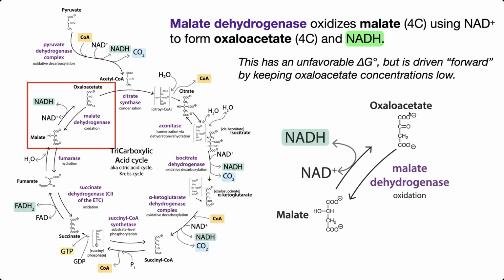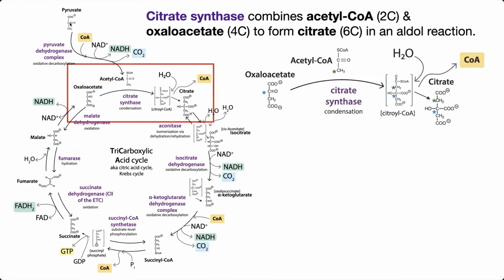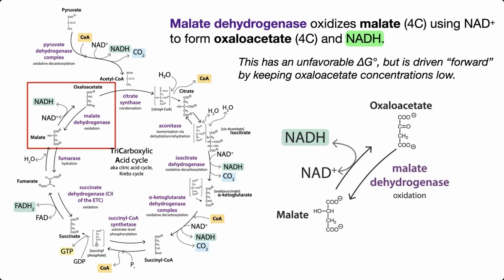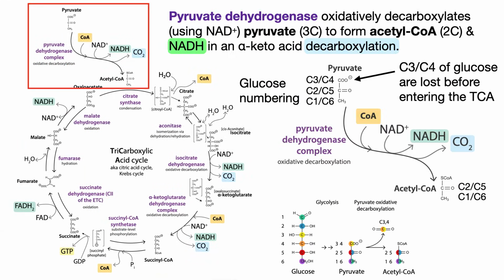Now we're back to oxaloacetate, and we're ready to bring in another acetyl-CoA. To bring in the acetyl-CoA, if we were to start with pyruvate, such as we got from glycolysis, we actually first need to oxidatively decarboxylate the pyruvate. As mentioned before, this is going to be one of those more tricky decarboxylations because we are starting with an alpha-keto acid, and so we're going to be using one of those complexes.